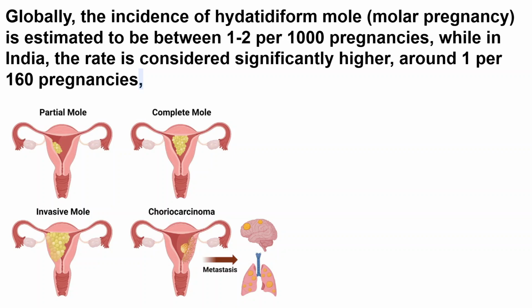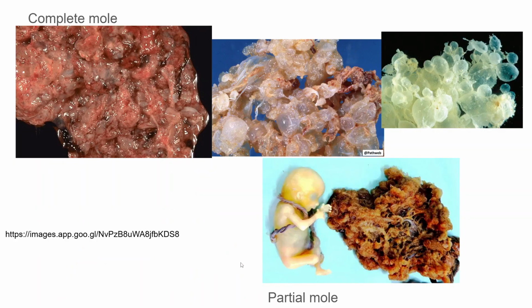And the other way of describing partial or complete mole is the appearance as such. The partial mole would be a mass which is occupying a part of the uterus. Complete mole is a larger mass. Invasive mole is that mole which penetrates into the myometrium. Choriocarcinoma is that which produces metastasis.